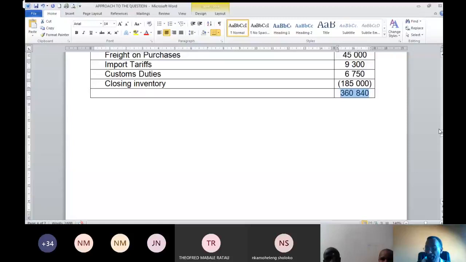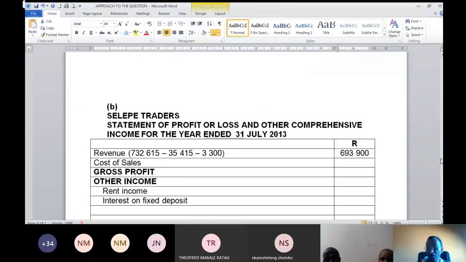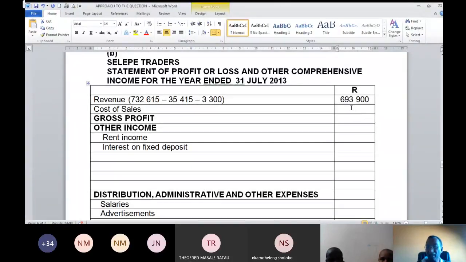The cost of sales, guys, remember now, the cost of sales was calculated in the first part of the question. So you can just bring that amount down there. That is the amount of cost of sales. Show it now in brackets now because it must be subtracted. And your amount of the gross profit is 333,060.